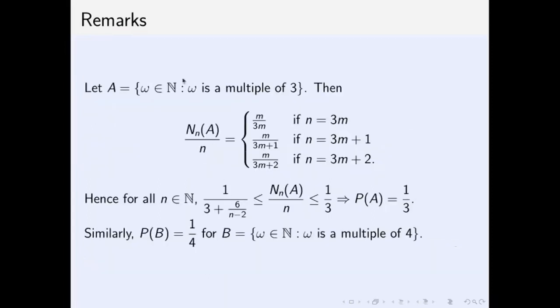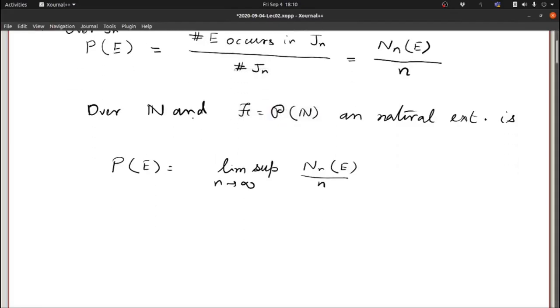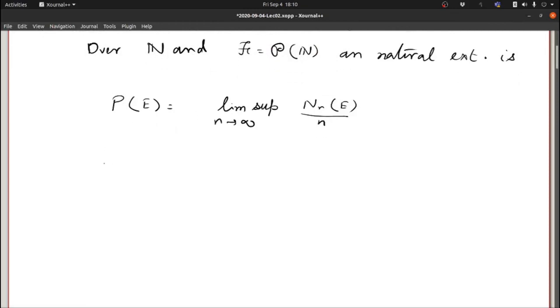First, start with the set A, the collection of all multiples of 3. So it is 3, 6, 9, and so on and so forth. I am talking about all multiples of 3 being the set A. So if all multiples of 3 is the set A, let us see how this probability behaves. I need to find out what N_n(A) is.